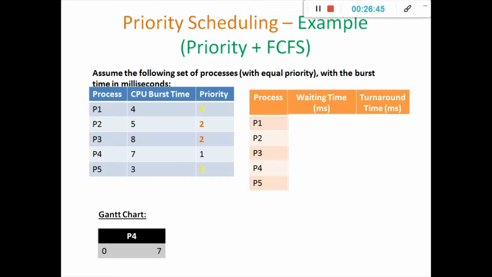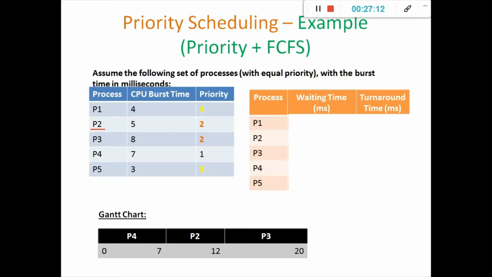Whichever process has come into the ready queue first, that process will be served first among these two. P2 has come first because the process ID denotes the arrival of the process into the ready queue. So first you have to execute P2, whose burst time is 5, so 7 plus 5 is 12 milliseconds. Then P3, which is 8 milliseconds, so 12 plus 8 is 20 milliseconds.